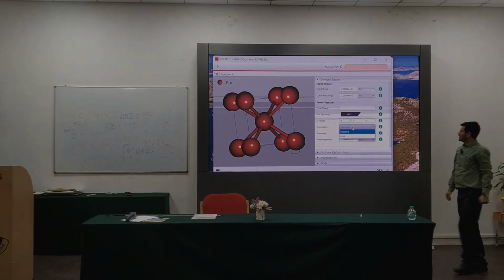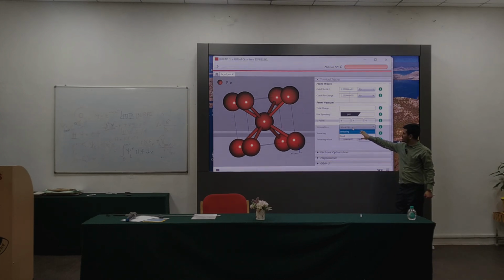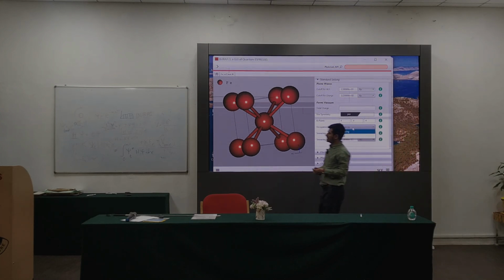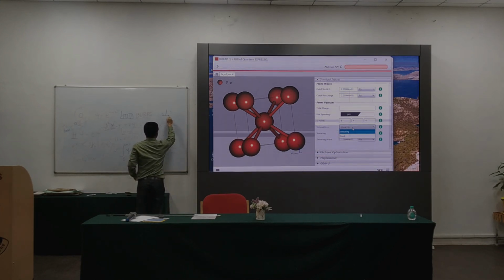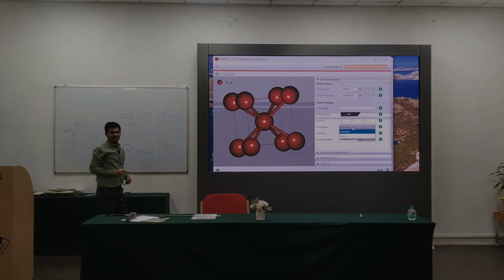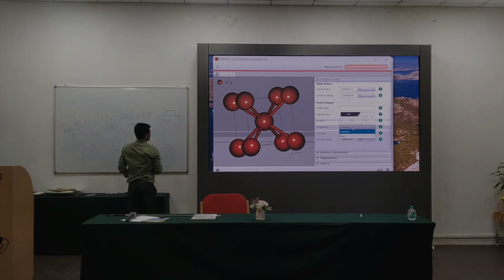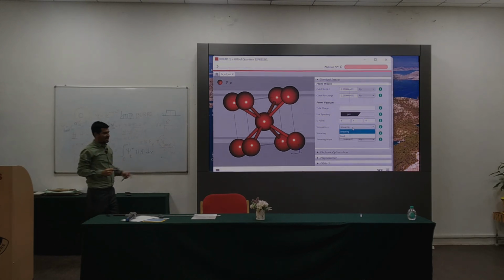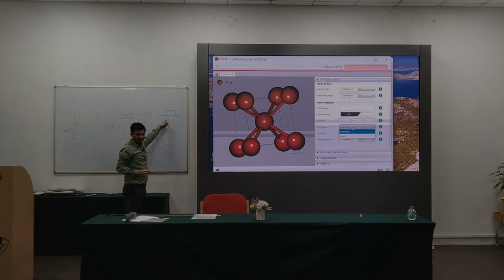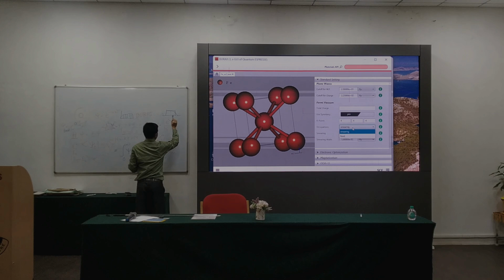There are two options, smearing and fixed. Fixed means they will consider this. It is how your Fermi-Dirac distribution looks like. The Fermi-Dirac distribution looks like this, correct? It is a step function. When you make it fixed, you consider this distribution. When you give the smearing, you are considering this distribution.